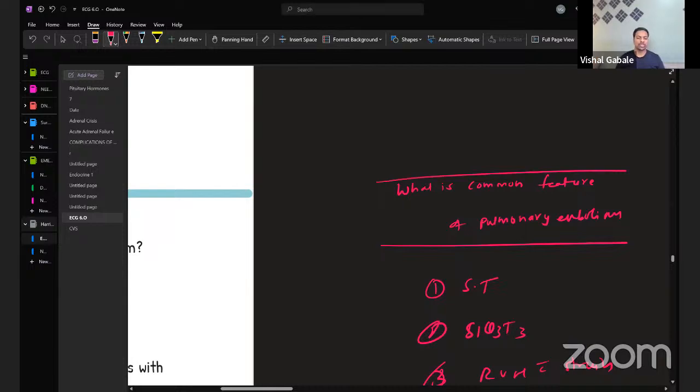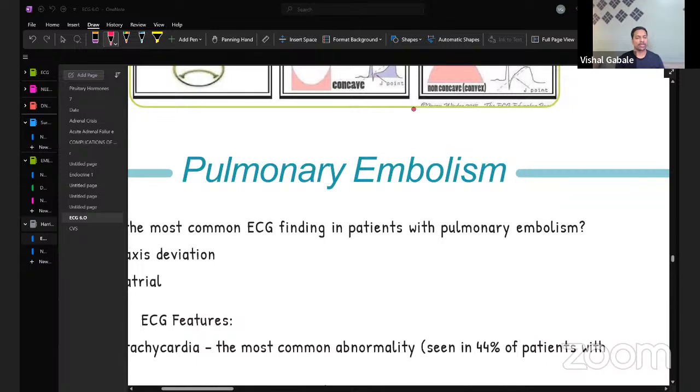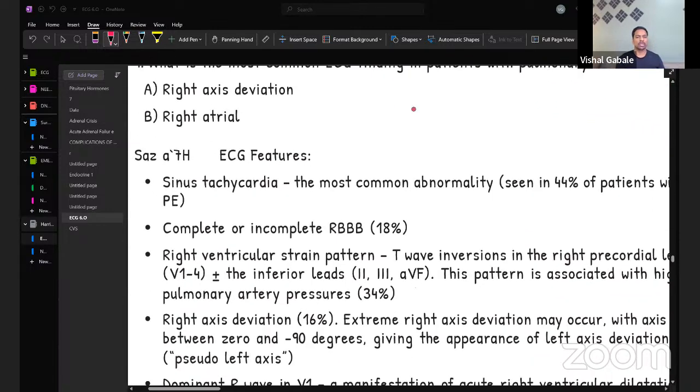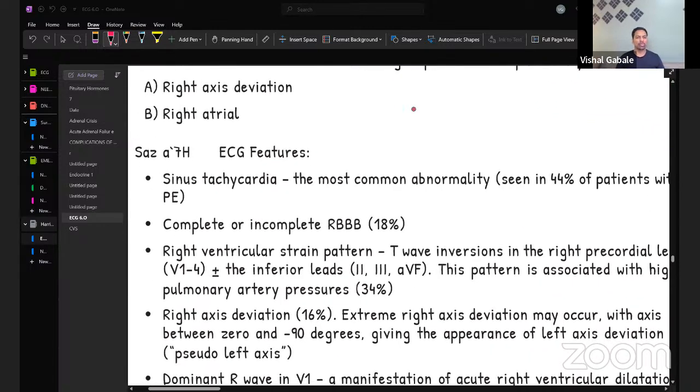All right. So, guys, sinus tachycardia is the most common sign. Okay, that may just be a shock for you, but this is the most common abnormality seen in almost 44% of pulmonary embolism. Okay, followed by complete or incomplete RBBB in 18%.